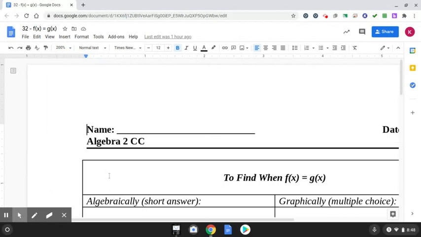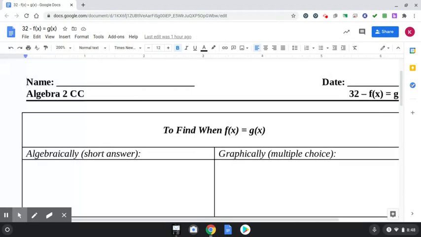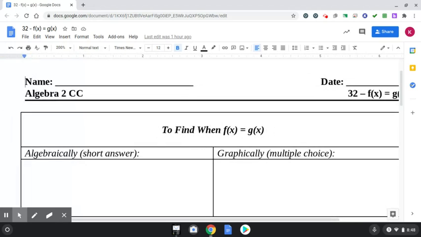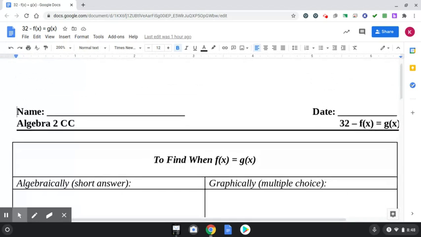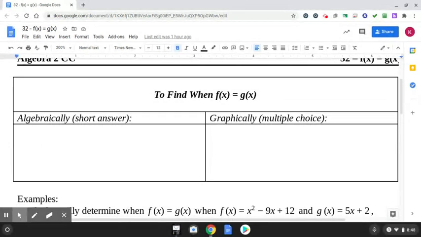All right, so we want to find when f of x equals g of x. We're going to do it both algebraically and graphically. If you are asked to do it algebraically, that's probably going to be a short answer question. Whereas if you are asked to do it graphically, or it just doesn't say algebraically, then it's probably going to be multiple choice. So this is how you would do it algebraically.